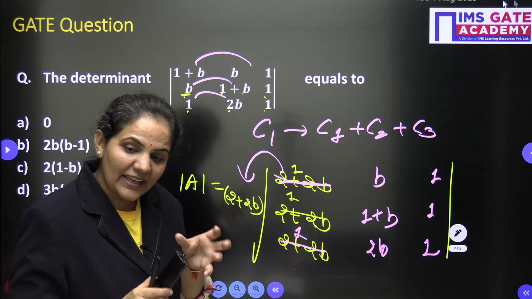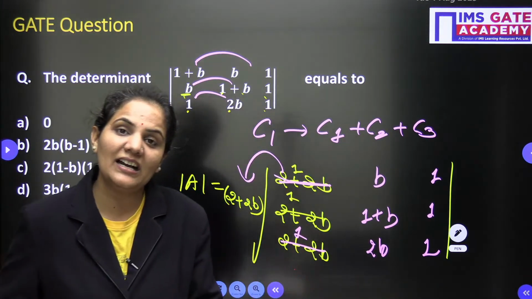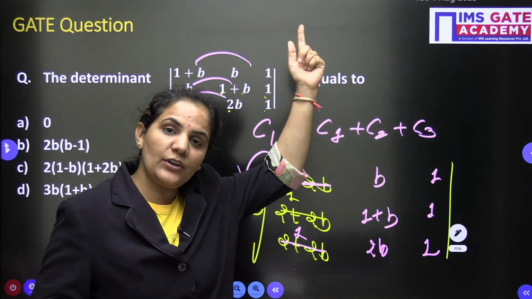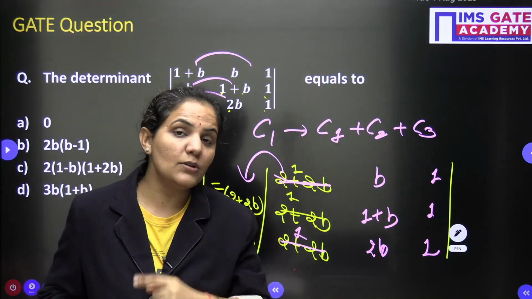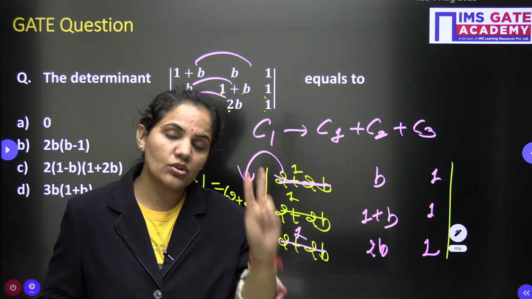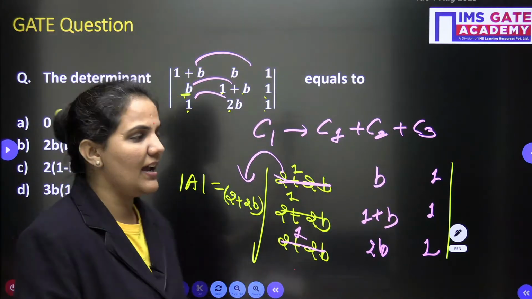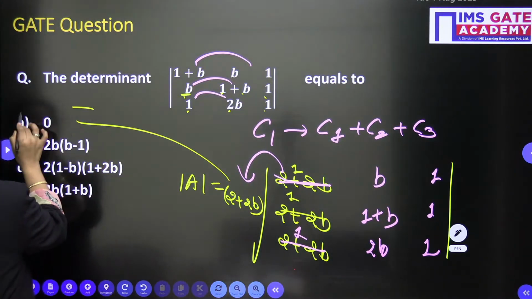Now beta ji, can you see, ma'am, first column and third column are identical, and just go to the property of determinant. The very first property of determinant: if in a matrix any two rows or columns are identical, then the determinant is to be taken as zero without any doubt. So ma'am, the determinant will be 0.